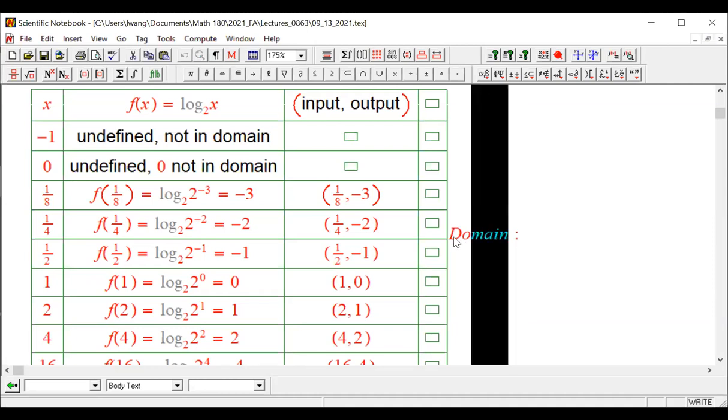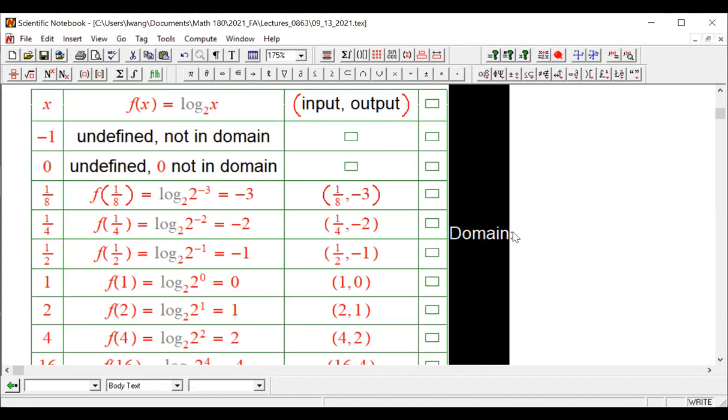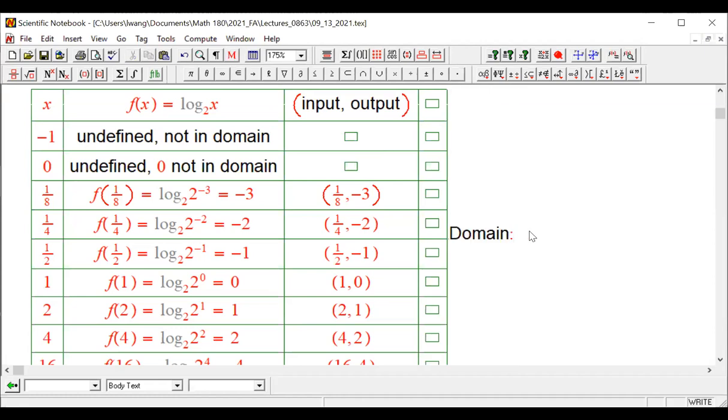What will be the domain? Let me put it here then. Larger than 0. All the positive real numbers. 0 to infinity. Correct. Very good job, Andre.